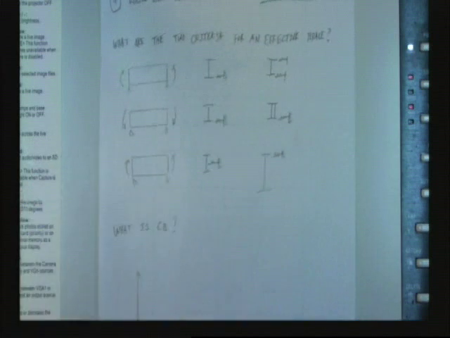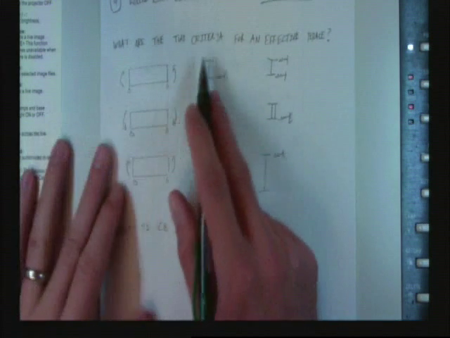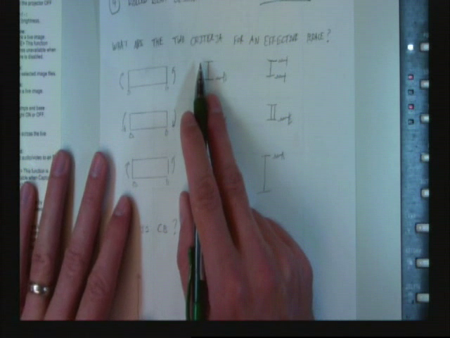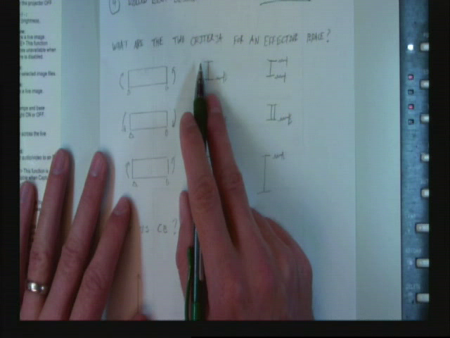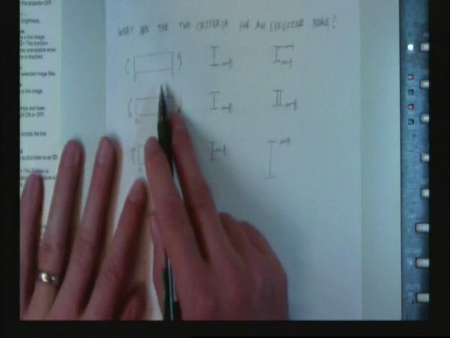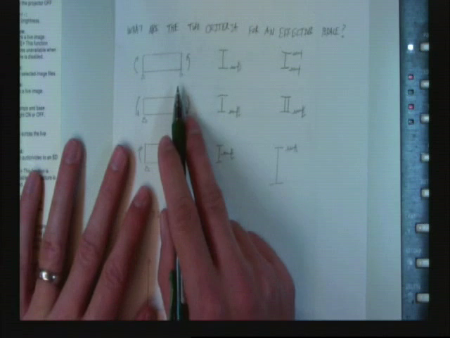Okay. What are the two criteria for an effective brace? What are the two things we have to have for a brace? Resist twist and lateral movement. That's right. We need to resist twist and we need to resist lateral movement. Two different criteria. Okay, so I've got a beam here that's loaded and I have that brace.